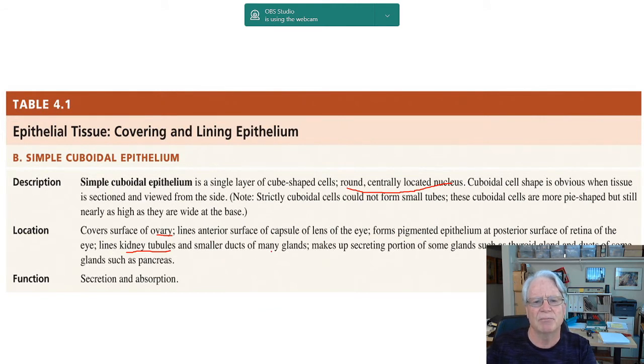Smaller ducts of many glands, the thyroid gland. We'll look at that. There's an image of that. And also the pancreas. Function: secretion and absorption. Secretion and absorption. Okay.